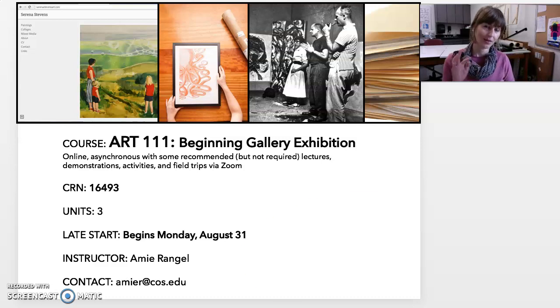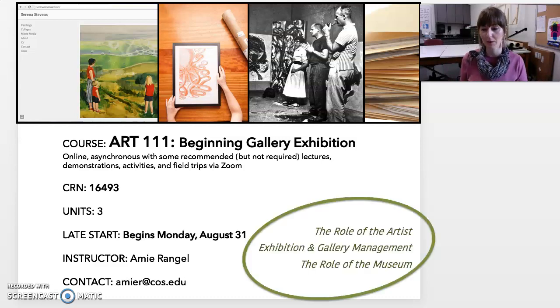This class I find is really unique because we have broken it down into 3 major components. One is the role of the artist, the other is exhibition and gallery management, and then the role of the museum. They may seem like they're totally separate things, but they all build off of one another that can better prepare you if you're an artist, if you're an art historian or art history major, or even if you're a business major and you're looking at different business opportunities for creating more diverse businesses in our community.